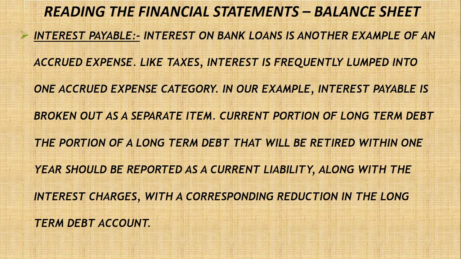Interest payable. Interest on bank loans is another example of an accrued expense. Like taxes, interest is frequently lumped into one accrued expenses category. In our example, interest payable is broken out as a separate item. Current portion of long-term debt. The portion of a long-term debt that will be retired within 1 year should be reported as a current liability, along with the interest charges, with a corresponding reduction in the long-term debt account.